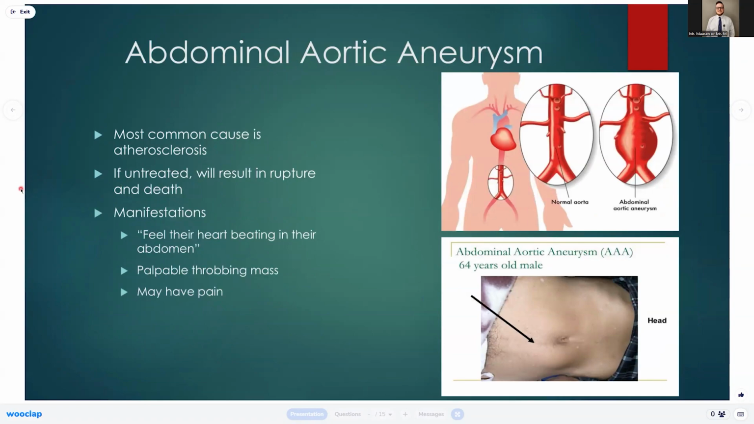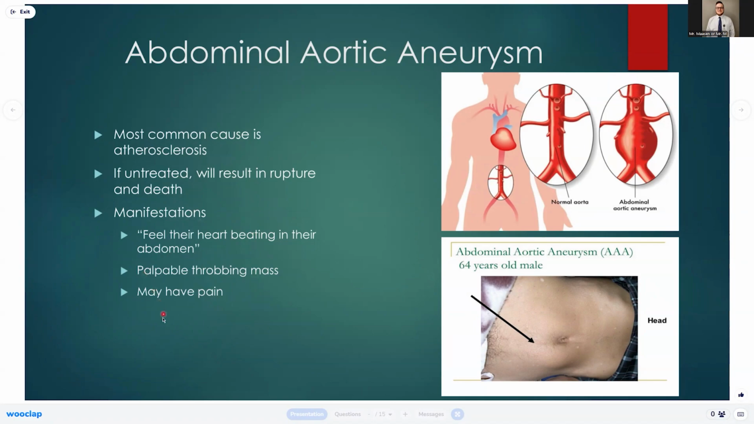One of the most common ones we talk about is what's called a AAA. The AAA is the abdominal aortic aneurysm. So the most common cause is still atherosclerosis. If untreated, this aneurysm could weaken the wall enough to rupture and then they bleed to death in minutes, not days or hours, minutes. They would bleed to death.